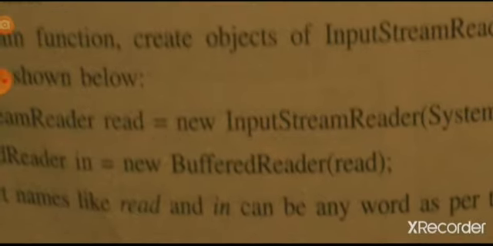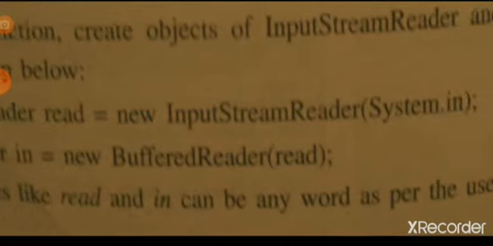So new is a keyword which is used to allocate memory for an object. Here, InputStreamReader(System.in). System.in is the input method: whatever you take as input from the keyboard will be stored in the object read here. So for input we use the System.in method.